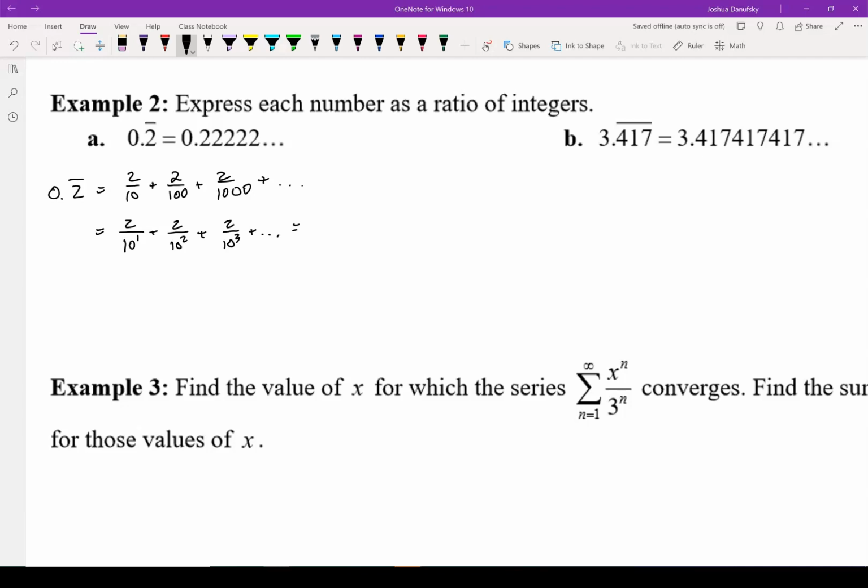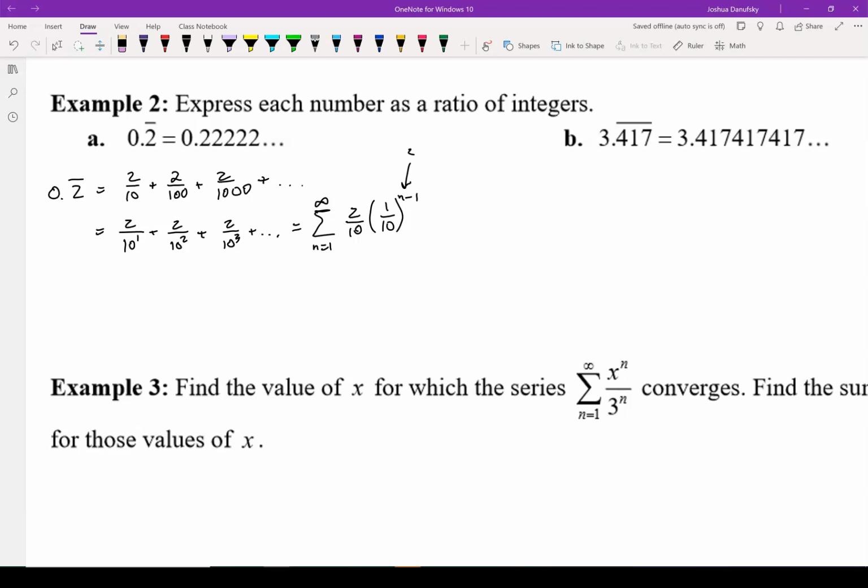That's going to equal the geometric series n equals 1 to infinity. The first term is 2 over 10, and then each time we're going to multiply by 1 over 10. So we end up with something like this. Now go ahead and pause the video, plug in 1 in here, we should get our first term. If we plug in 2 for n, we should get our second term.